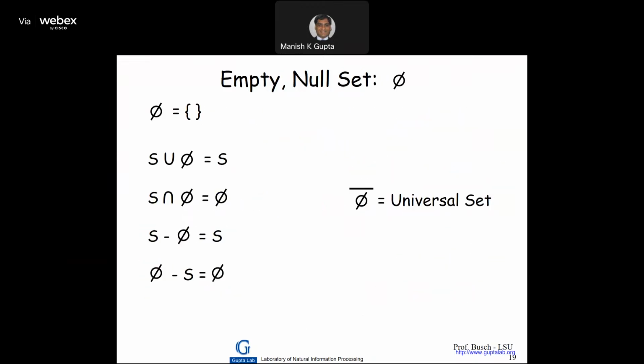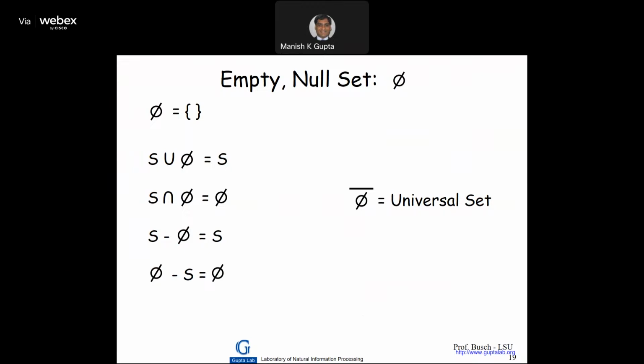Then we have the empty set, which has no element, right? So union with S will give you S, intersection will give you phi, because nothing is common. S minus phi is S, phi minus S is phi, and so on. And phi complement is the whole universal set, right? These are very high school things you must be knowing.